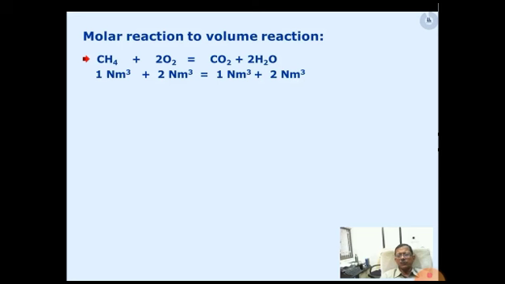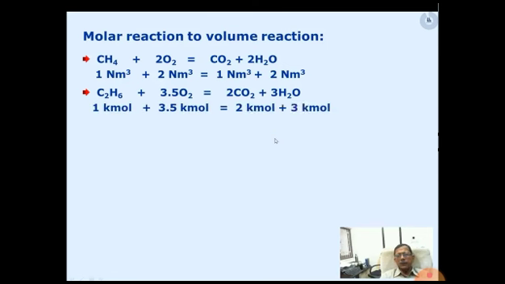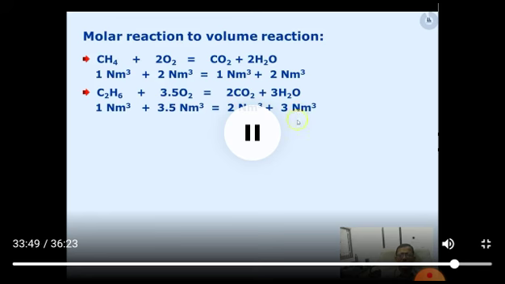1 nm cube is reacting with 2 nm cube, and the formation of water is 2 nm cube from this reaction per nm cube of CH4. In case of C2H6, it is 3.5 O2 that will be reacting with 1 nm cube, right? So 1 kilomole is reacting with 3.5 kilomole, and 1 nm cube will react with 3.5 nm cube. The formation will be 3 nm cube of H2O from 1 nm cube of C2H6.